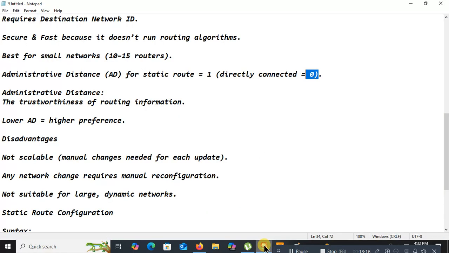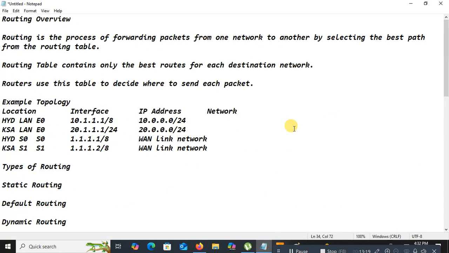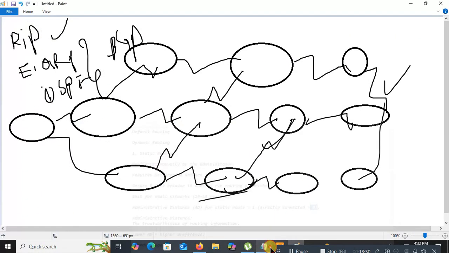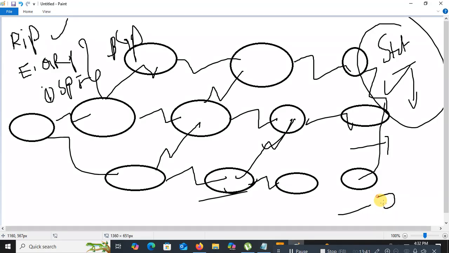Do you understand now the difference between static route, dynamic route, and default route? What does routing mean? Routing is the process of forwarding packets from one network to another network, finding the best or shortest path. How do you find the best path? With a static or default route, the network administrator manually configures the route. Whereas in dynamic routing, the Cisco router learns the best route by running the routing algorithm. Examples are RIP, EIGRP, OSPF and BGP, which are dynamic routing protocols.